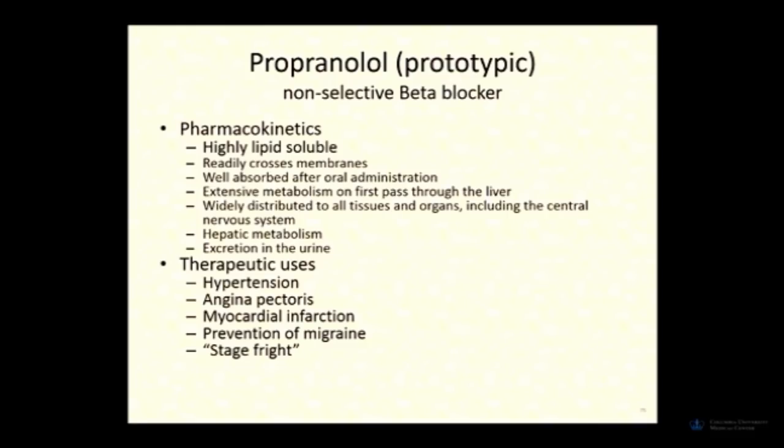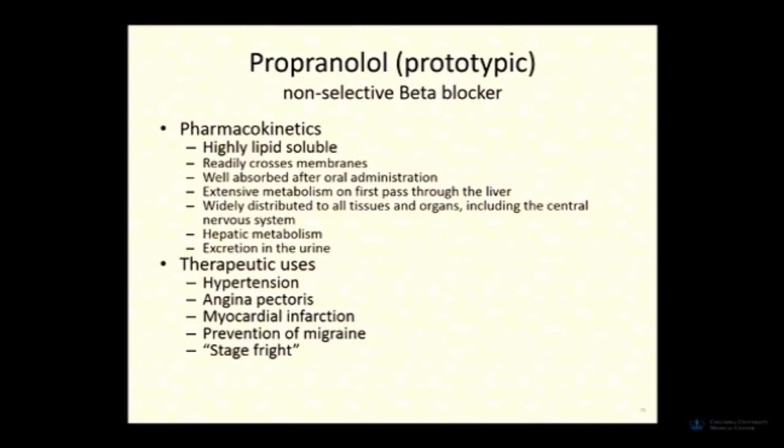Propranolol is highly lipid-soluble, readily crosses membranes. It's well-absorbed after oral administration. It has extensive metabolism on first pass through the liver. It gets widely distributed to all tissues and organs, including the central nervous system. Okay? So it has extensive hepatic metabolism and is excreted through the urine. So you can imagine that the oral doses are very high compared to what reaches the bloodstream. Okay? And since it has extensive first-pass metabolism through the liver, in patients with liver dysfunction, you want to be very careful giving them propranolol or avoid it entirely.